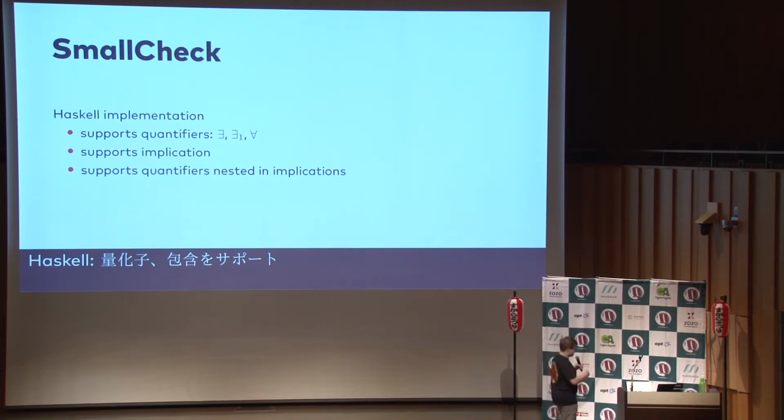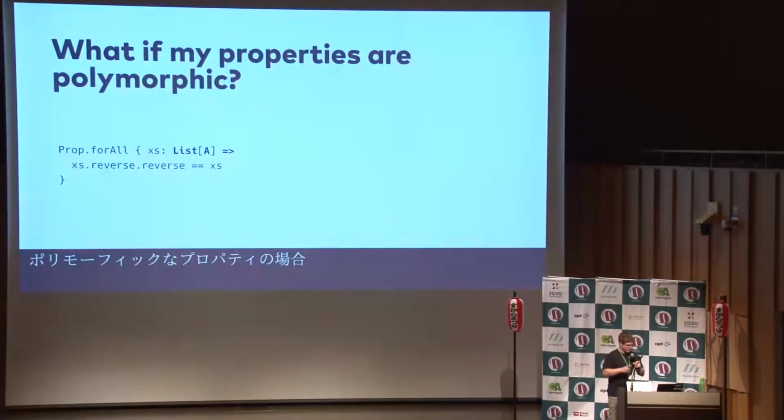And you can also mix and match. So you can have quantifiers that are nested in implications. So you can say, well, assuming there is an x that satisfies some property, then also something else would need to hold. Okay. And I don't have time for the demo anymore, so I'm going to go to my final point.